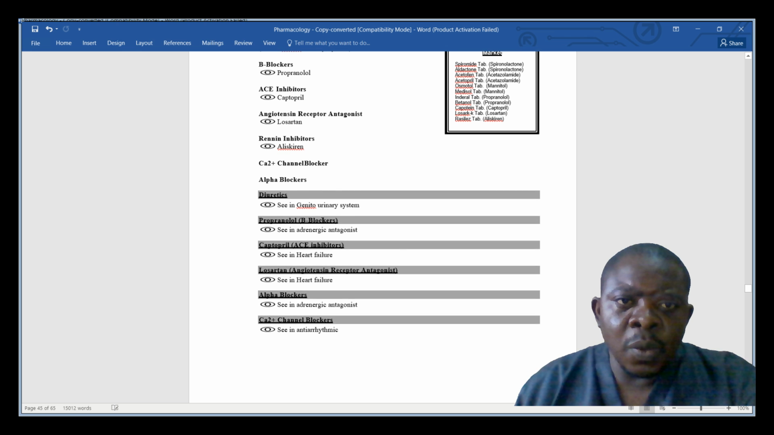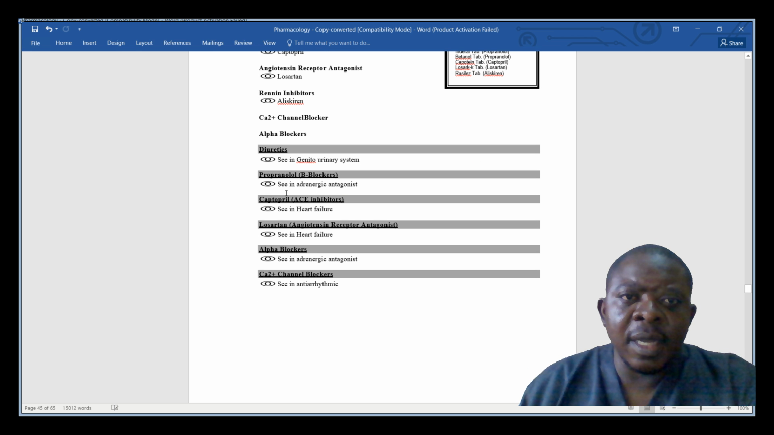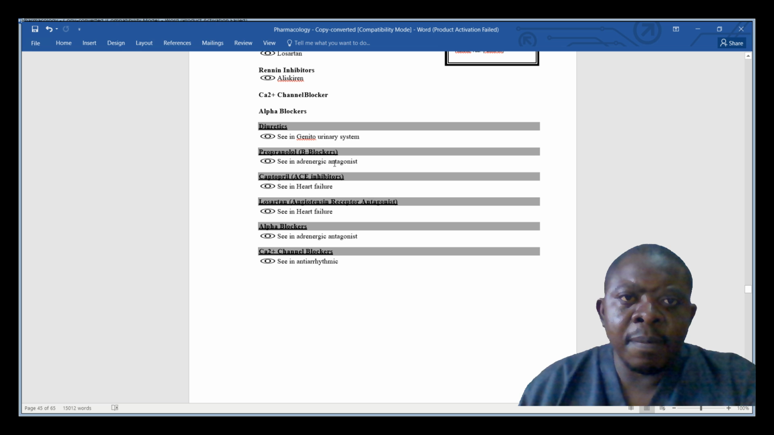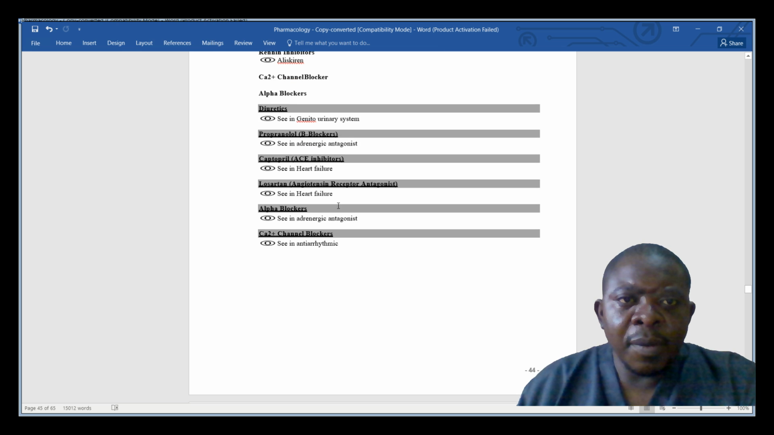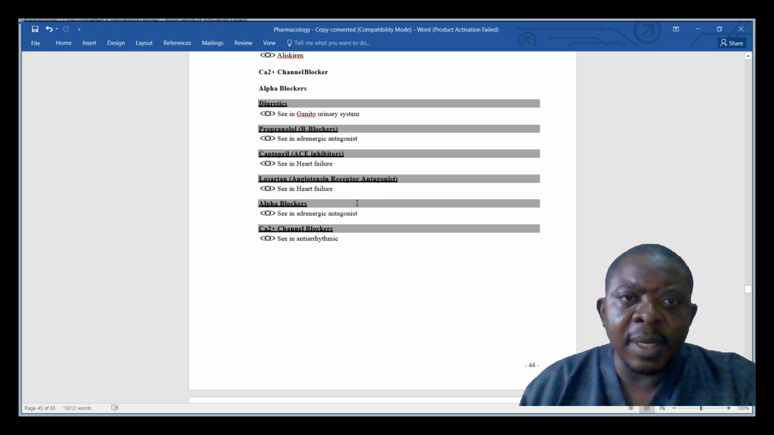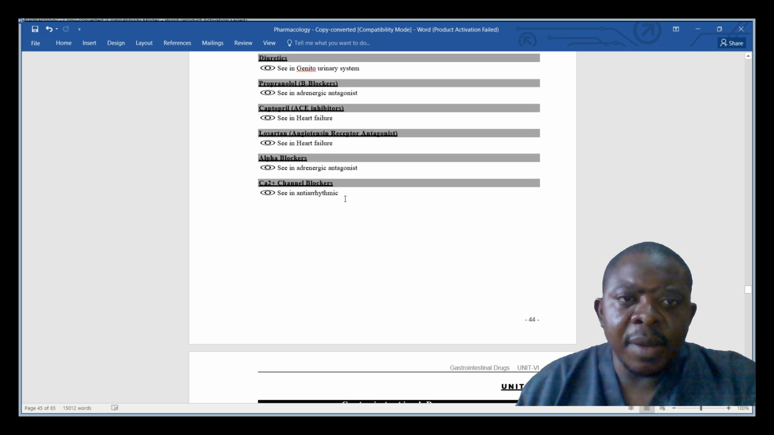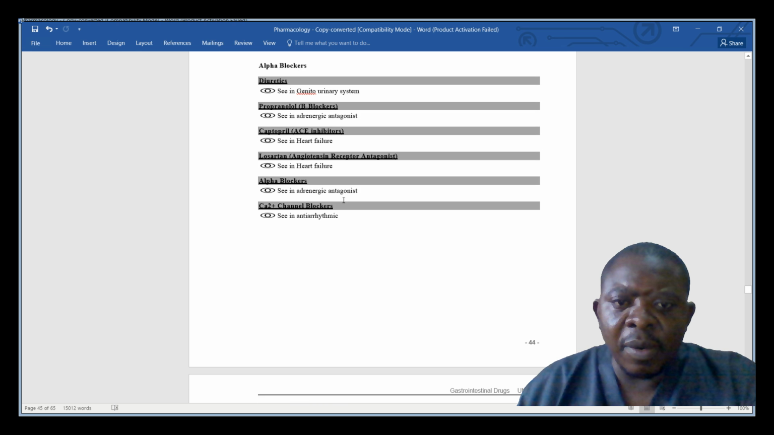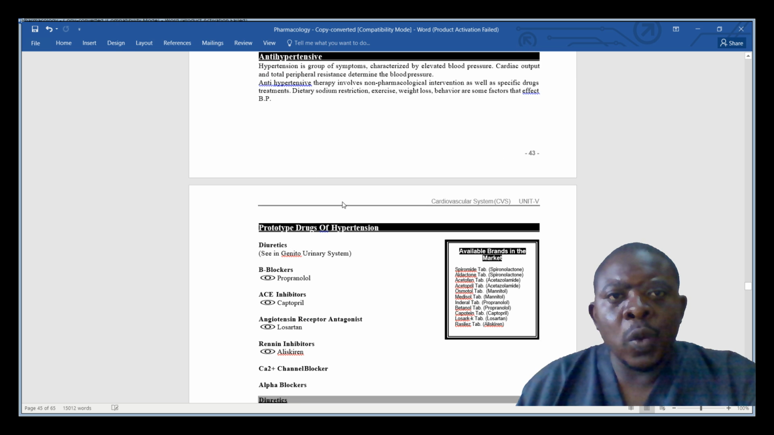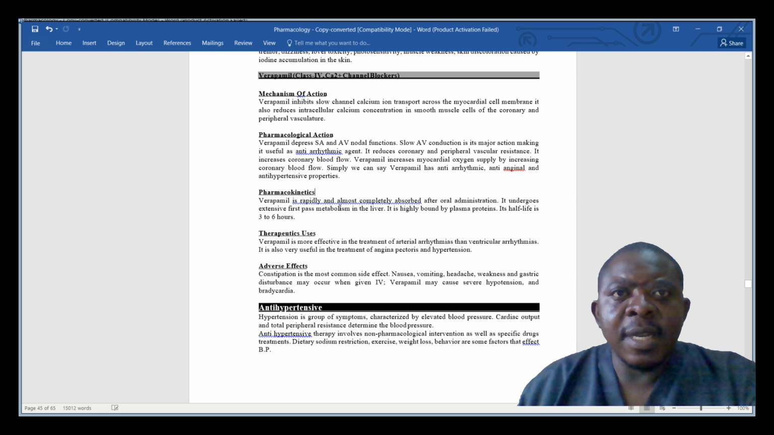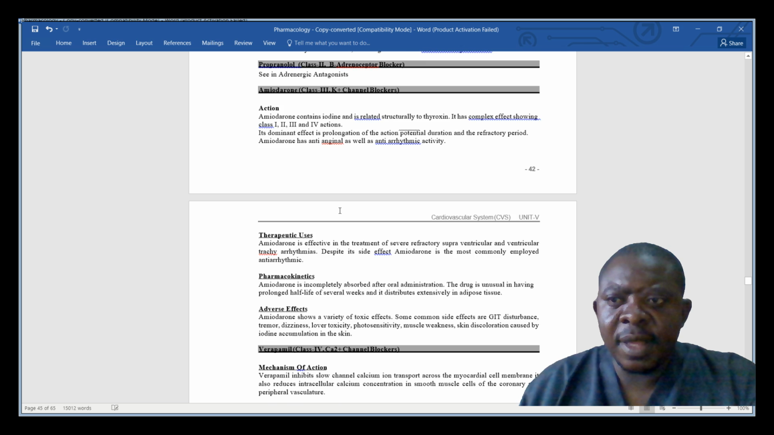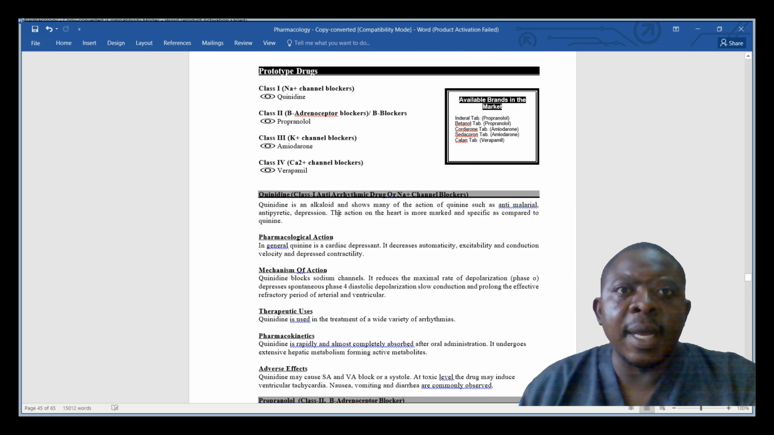So we have already discussed diuretics, we have discussed propranolol, we have discussed ACE inhibitors, we discussed the angiotensin receptor blockers, alpha blockers, okay? We have discussed them in adrenergic antagonists, and we have also discussed calcium channel blockers. So this has been our lesson on drugs that are used within the cardiovascular system.